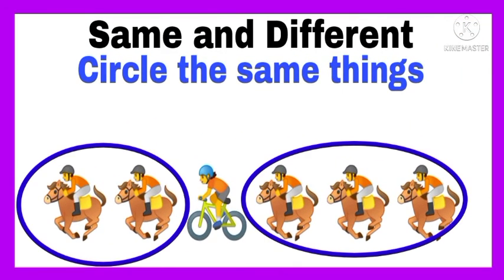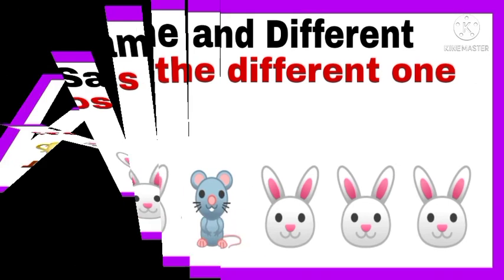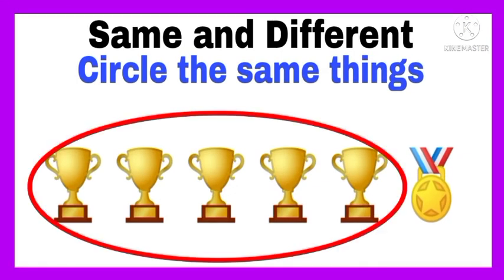Circle the objects that are same. Cross the object that is different one. The mouse is different. It does not match with rabbits. Circle the things that are same. The trophies, the cups are same, so circle them.